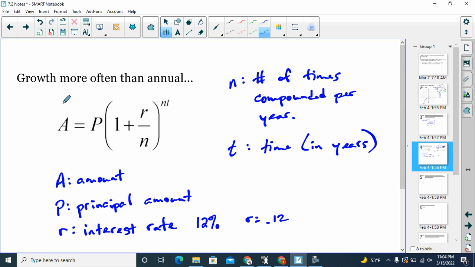So going back to that last example, we're looking for the amount in the account. If we put $500 in, the interest rate that we are given is 12%, so that's 0.12. N is the number of times compounded per year, which if it compounds quarterly, N would be 4. Compounded monthly, N would be 12. Daily would be 365 days a year, and so on. Our exponent here is N times T. N is 4, and T is time, which we said was 8.